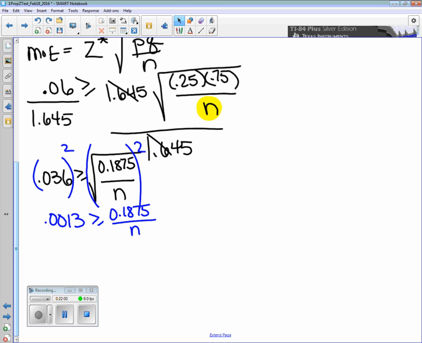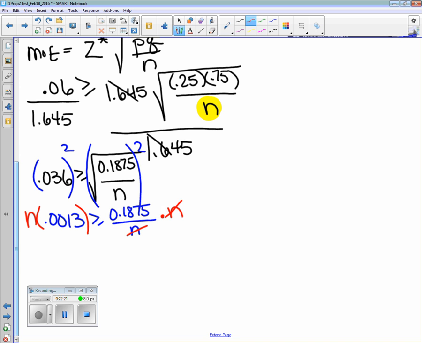Showing steps here. So what's left in blue is what we have. Still don't have n isolated, still don't have it by itself. At this point, what do I need to do? Multiply by n. Okay, we're trying to get it out of the denominator, so we'll multiply by n. Cancels over here. I want to get n by itself, so I have to also divide by 0.0013.